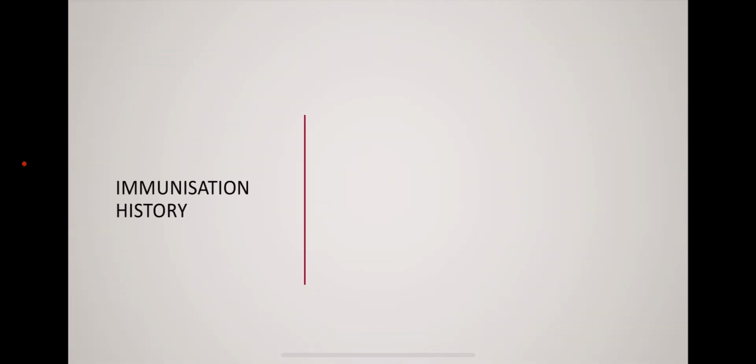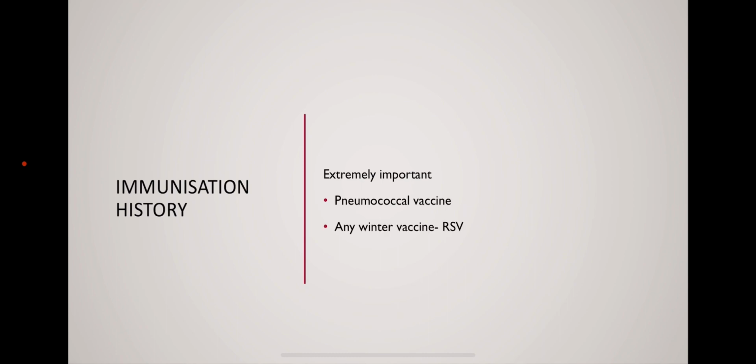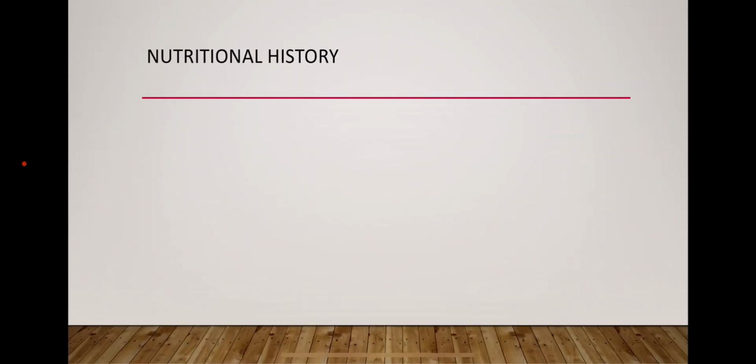In birth history, it's very important to take the history of any meconium ileus or not. Immunization history is extremely important: take the history about pneumococcal vaccine or any winter vaccine like RSV. Nutritional history is very important to inquire about any high calorie diet or any diabetic diet. Development history, you have to take a brief development history.